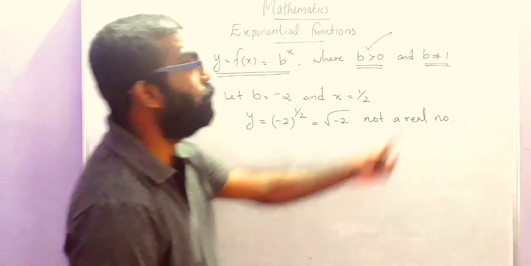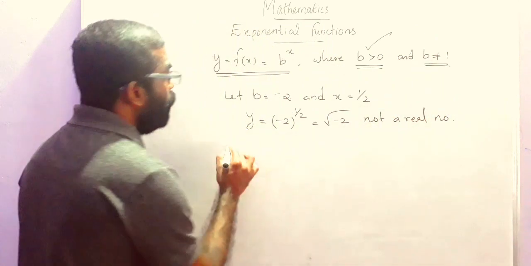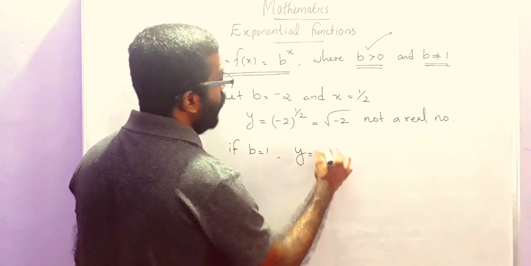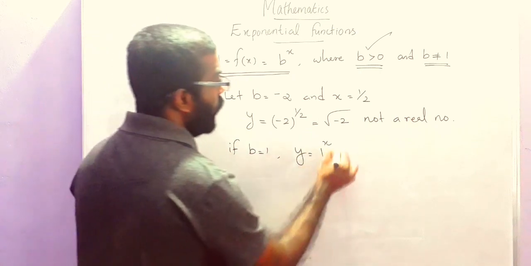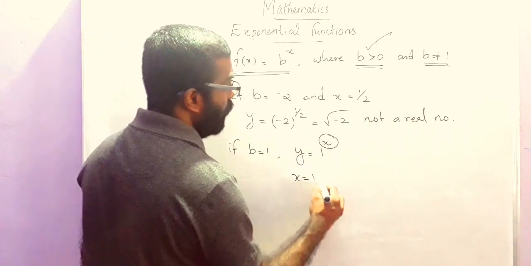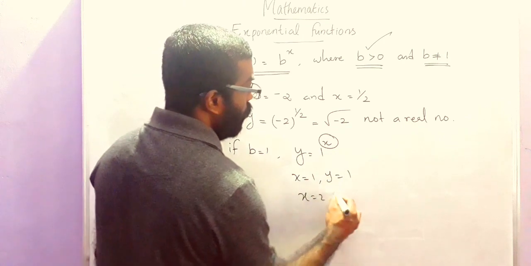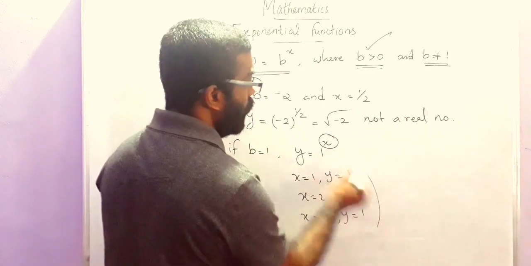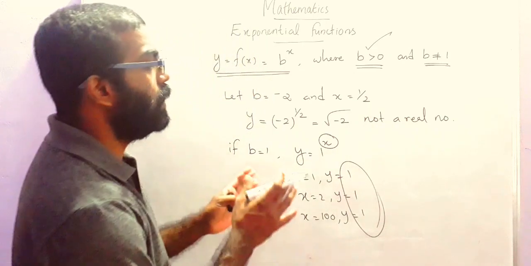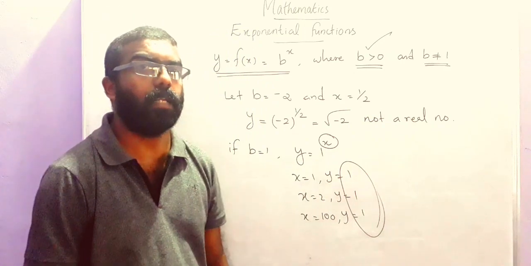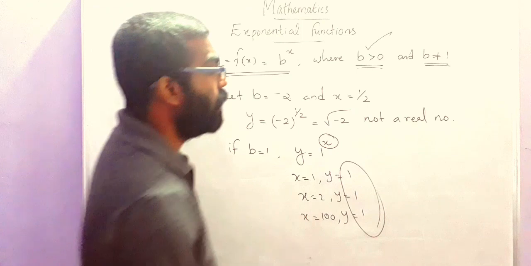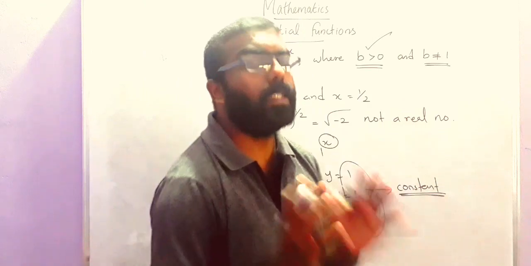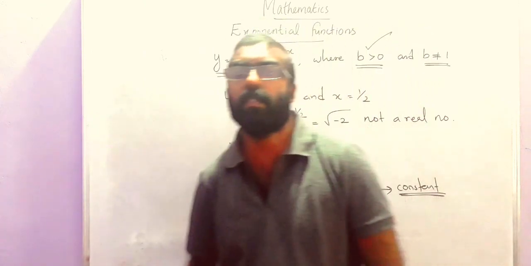And the second one is b not equal to 1. If b is equal to 1, then y = 1^x. X can be any real number. If x is 1, y is 1. If x is 2, y is 1. If x is equal to 100, y is equal to 1. That means the image is a fixed number, so the function is a constant function. So this violates the nature of an exponential function.